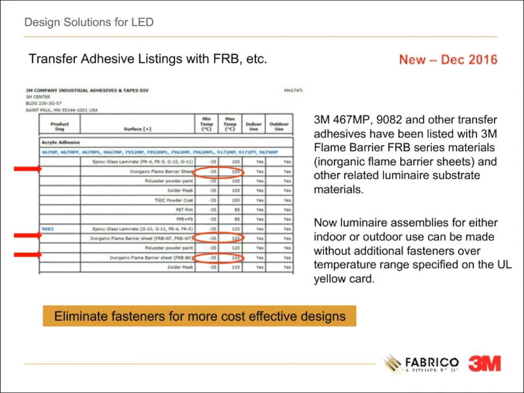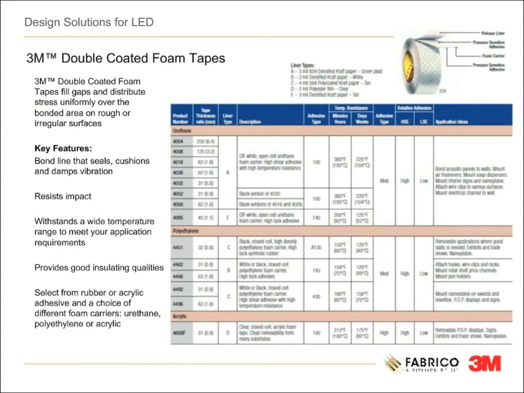Double-coated foam tapes are good for bonding rough or irregular surfaces. There are different products capable to match various combinations of substrates, functions, and environments. These can also be used in cases where light escapes the luminaire. The gasket can prevent the light leakage.